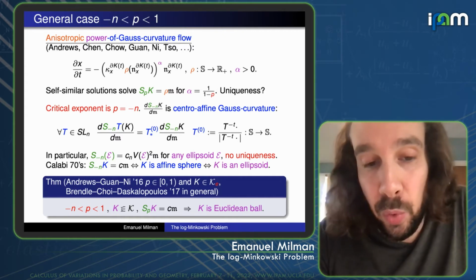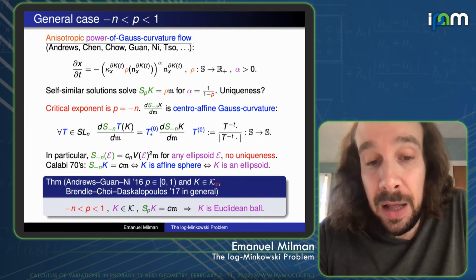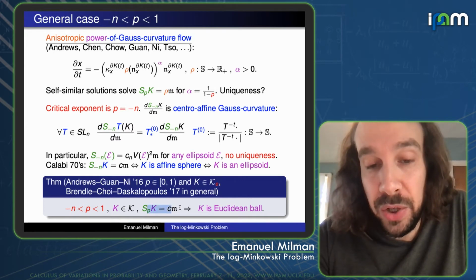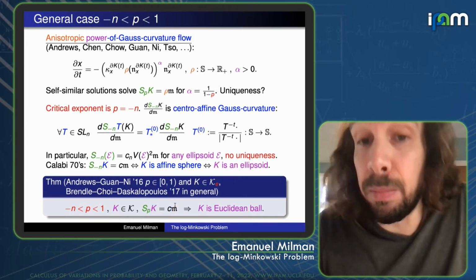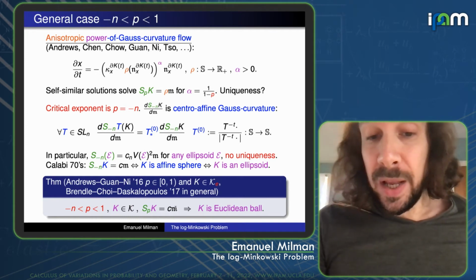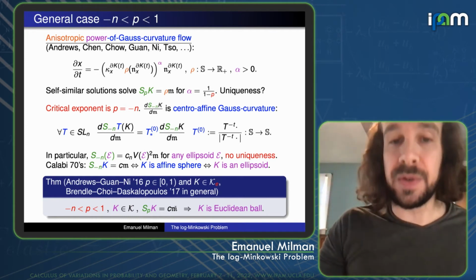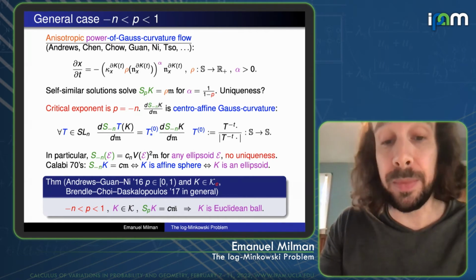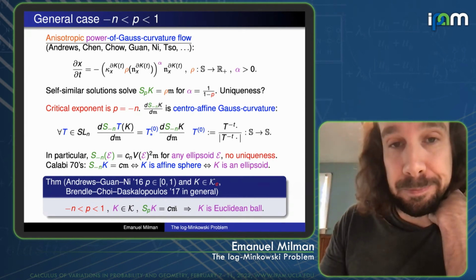just let's assume that the origin lies in the interior of K, the only solutions to this equation are given by the Euclidean ball. Okay. So when the right-hand side is the Lebesgue measure, you have uniqueness in the entire subcritical regime. This is the isotropic case.